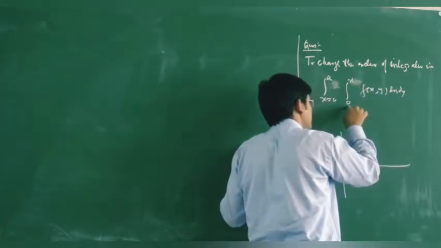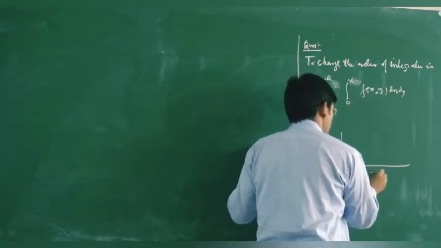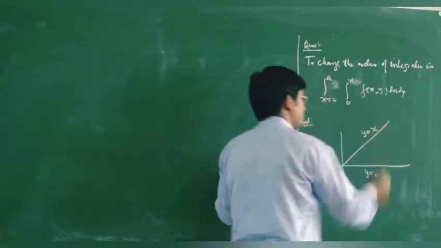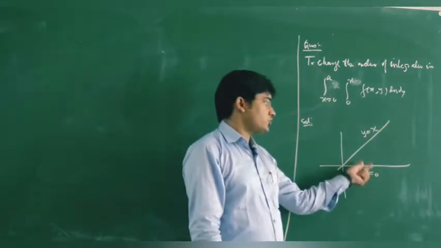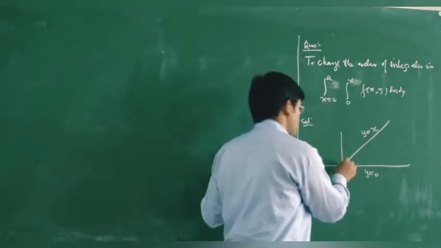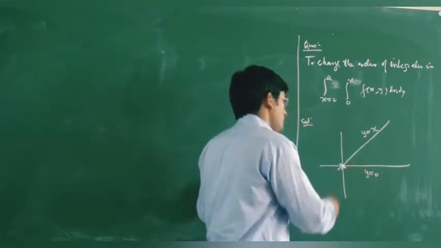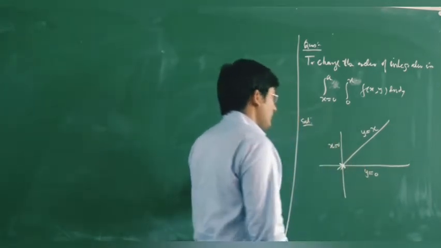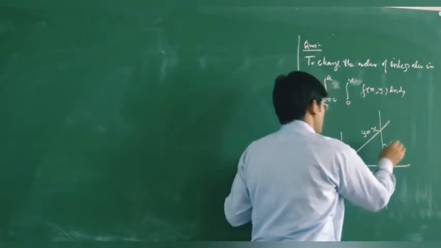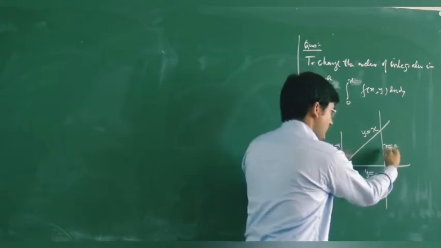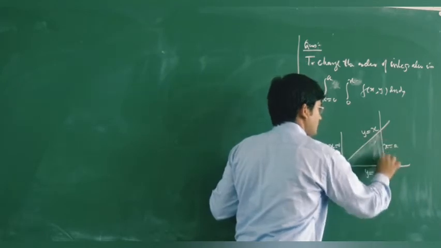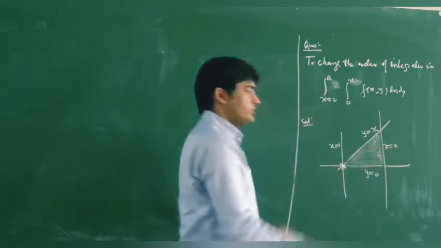So let us draw the region. First of all, you can see that the value of y is from 0 to x, so we have y equal to 0 here and y equal to x is this line. So the values of y are from 0 to x, these are the boundaries. Now x is from 0, this is the x equal to 0 line. The values of x are from x equal to 0 to x equal to a line. So these are the boundaries and this is the required region.